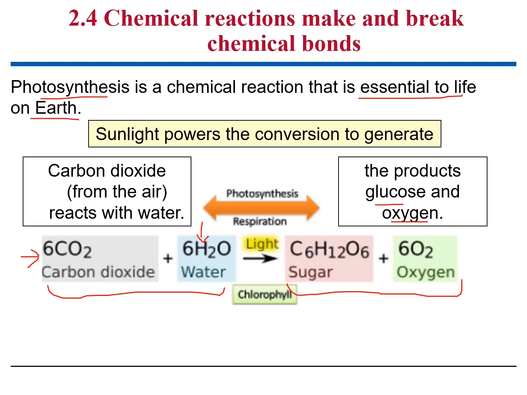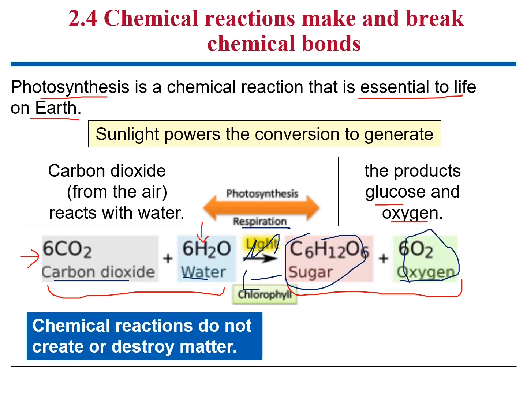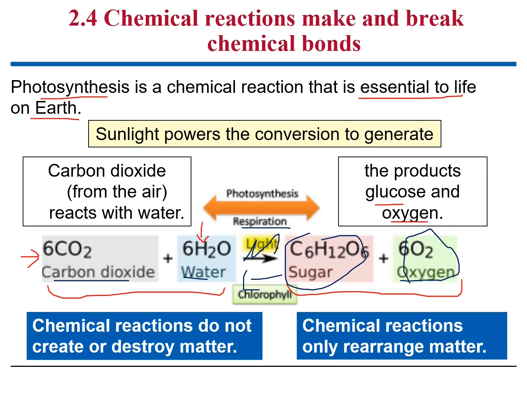However, if you see this chemical reaction going in the opposite direction, you will find respiration. We don't need light, and this goes in the opposite direction: humans and all animals take oxygen and sugar as reactants, and we produce water and carbon dioxide. In either direction, photosynthesis or respiration, the chemical reactions don't create or destroy matter. The chemical reactions are only rearranging matter.